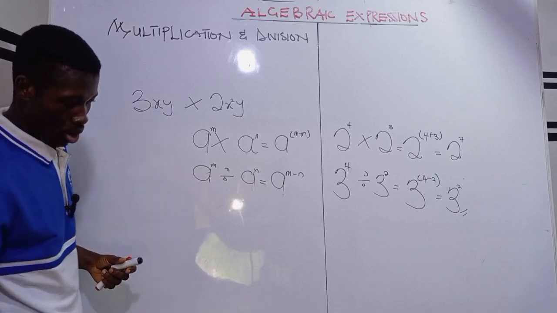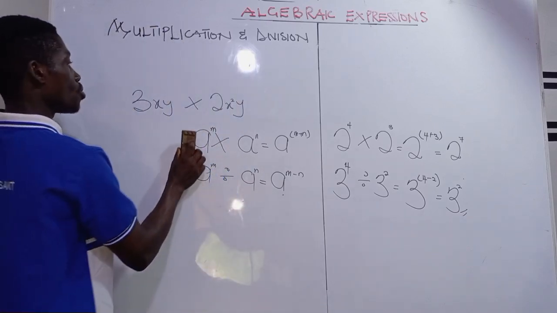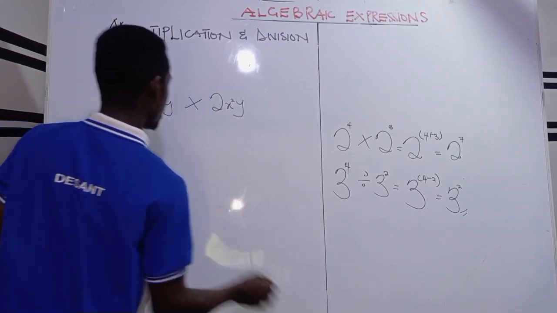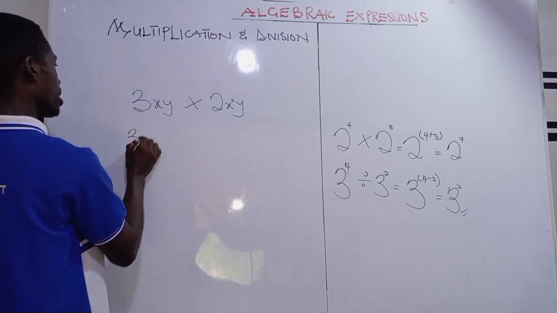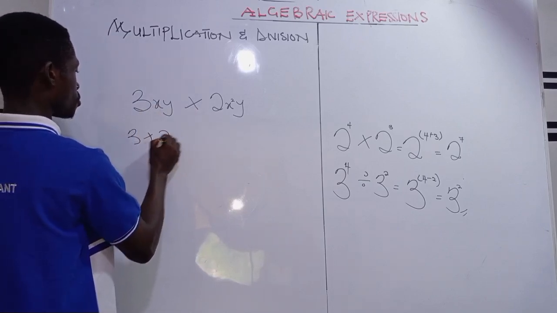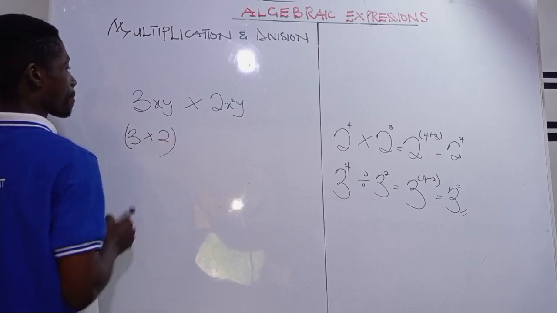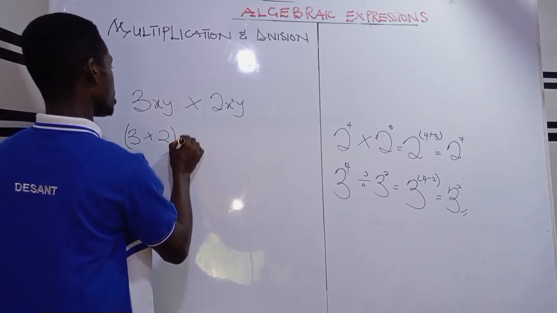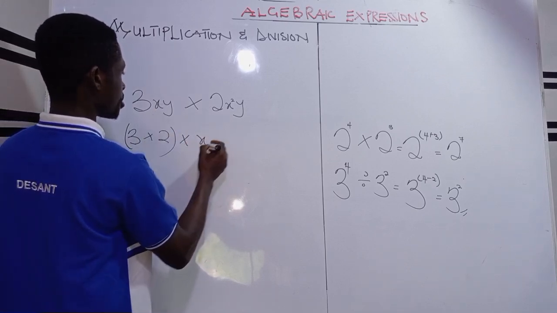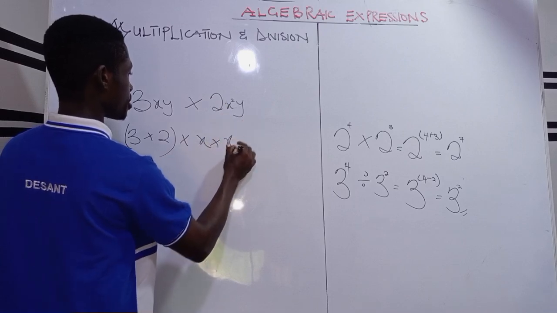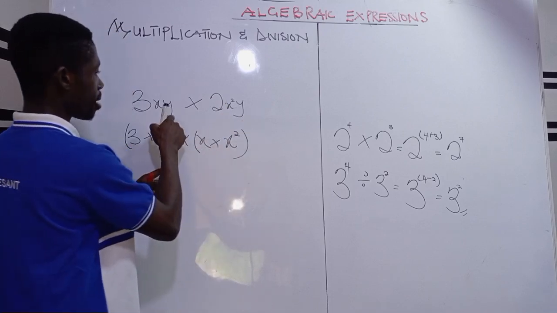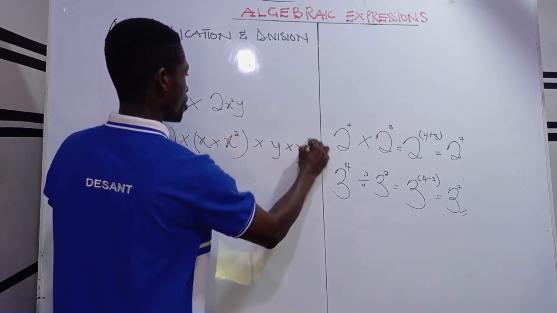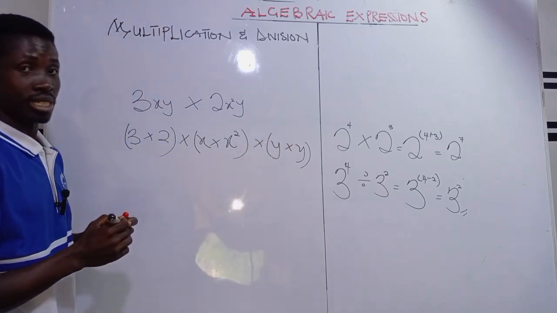So with 3xy multiplying 2x squared y, we are going to group the numbers to one side. So we have 3 times 2. We are going to group that. And then we group the same letters to the other side too. So we are going to have, let's say, x multiplying what? X squared. Then we come and pick y multiplying what? Y on the other side. And then after that, we simplify.